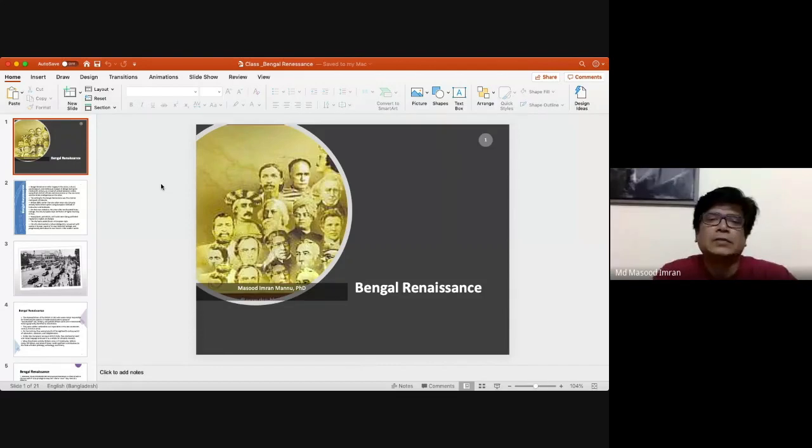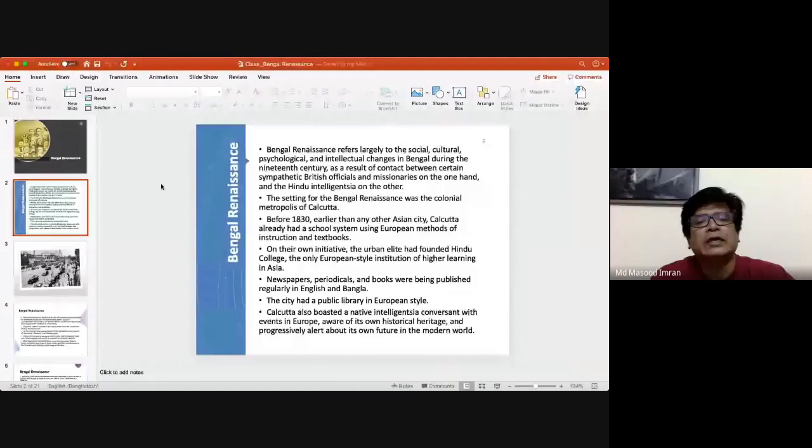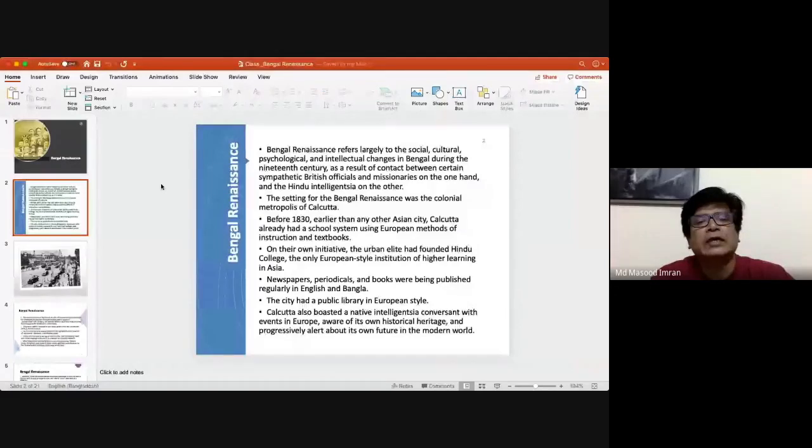Bengal Renaissance refers largely to the social, cultural, psychological, and intellectual changes in Bengal during the 19th century, as a result of contact between certain sympathetic British officials and missionaries, on the one hand, and the Hindu intelligentsia on the other hand. So here we found that the British officials and British government, and also the European missionaries, funded so many things to develop here.